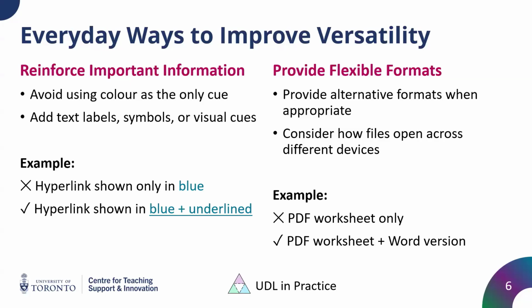And then on the right, we can also think about providing flexible formats when appropriate. Sometimes the same file type does not work equally well for all learners on all devices. For example, a PDF worksheet may be useful in some contexts, but an editable Word version may provide more flexibility for annotation, note-taking, or working with assistive technologies. The key idea here is not creating more work or duplicating everything, but thinking about whether relying on a single signal or single format may create unnecessary barriers.